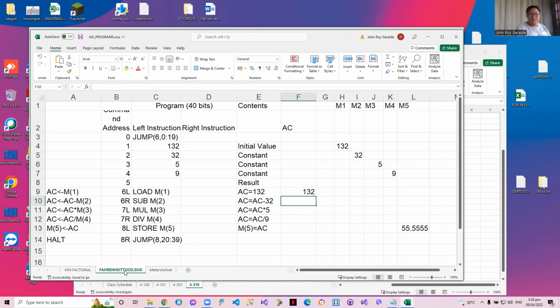What happens to AC? Iliana hasn't answered, right? Iliana, are you already there? John Fabul? It will be 100, sir. 100. Okay, very good. Now mul M3. Jomer Mandak? Jomer?